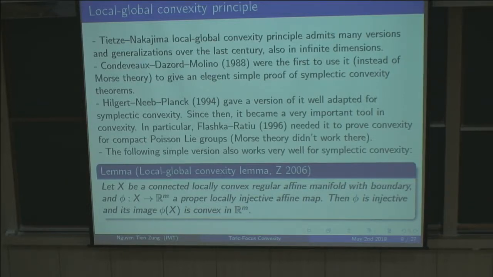And let me also mention the global convexity principle. It goes back to Atiyah, Guillemin and Sternberg, and for symplectic geometry, really, it was first used by Kostant, Delzant and Condevaux in 1988 to prove the toric convexity theorem. And then by Hilgert, Neeb and Plank, and then many other people, including Flaschka and Ratiu and so on.